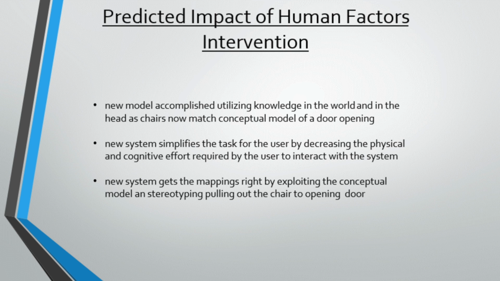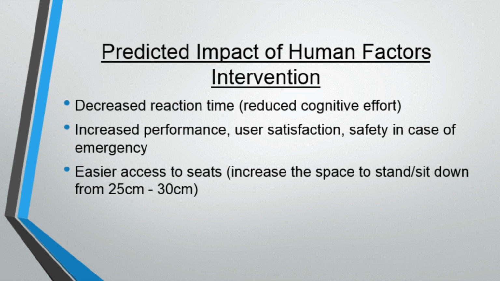The new system also gets the mapping right by exploiting the conceptual model and stereotyping pulling out the chair to opening a door. The prototype should ensure decreased reaction time due to reduced cognitive effort and physical effort when being retested. Also, the new system should lead to increased performance, user satisfaction, and safety in case of an emergency. This is displayed by easier access to seats, thus increasing the space to stand or sit down to get out of the classroom in case of emergency.